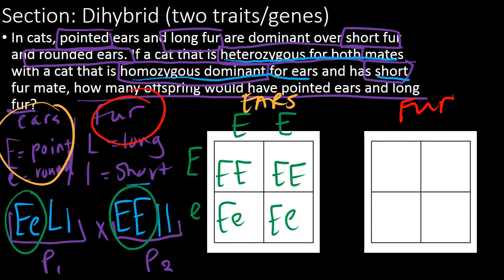For fur, my first parent put in a capital L and a lowercase l. My second parent put in 2 lowercase letters. Fill in your Punnett square.